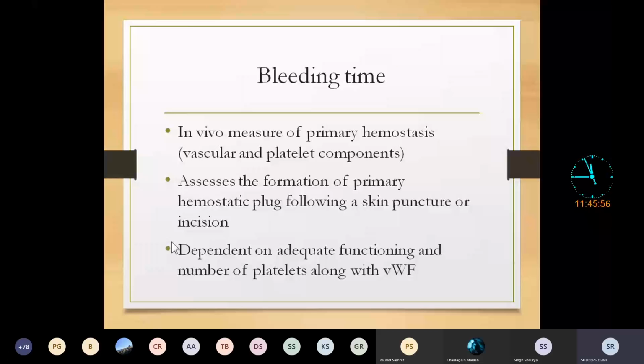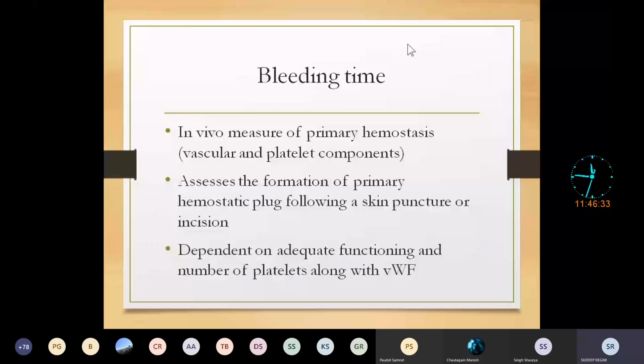Now just try to recap the normal hemostasis. In the primary hemostasis, whenever there is exposure of the von Willebrand factor, platelets have to come there, and there should be normal von Willebrand factor. Then the platelets adhere there with the GP1B receptor, and then they aggregate. So this bleeding time will look at these things.